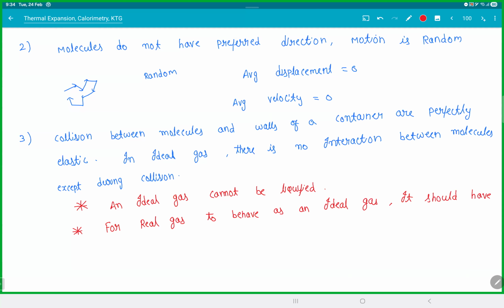Right, Samyak. It should have high temperature. Why high temperature? If the molecules are moving really fast, you're not giving enough time for interaction. And low pressure, the molecules will be far apart, so we can ignore the interactions between them. This is how you'll get theoretical questions, everyone.